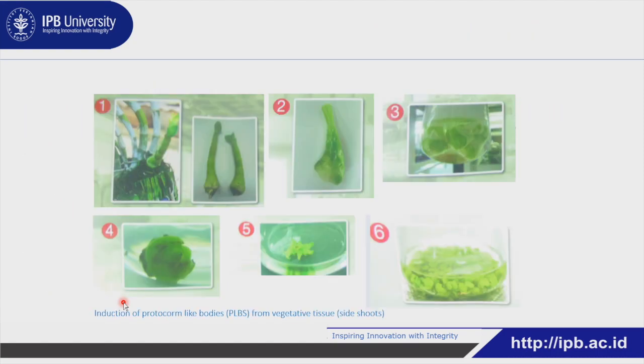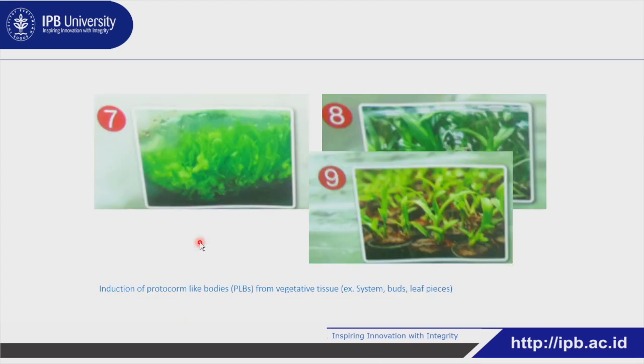And this picture shows you just the illustration of how we do that. So we got the keiki here, and after that we cut the young part of that because it contains meristematic tissues or cells, and then after that we can produce the PLB, and we can separate the PLB into new media, and then we can get a lot of new plants.